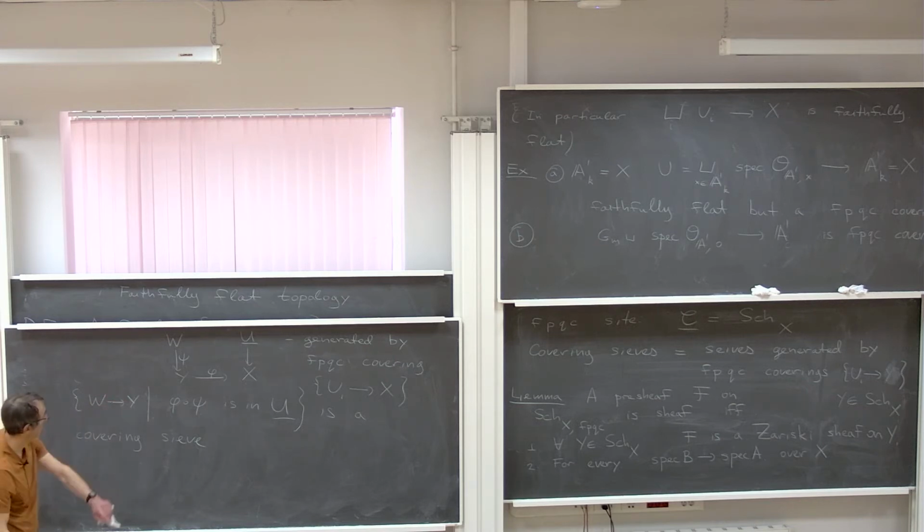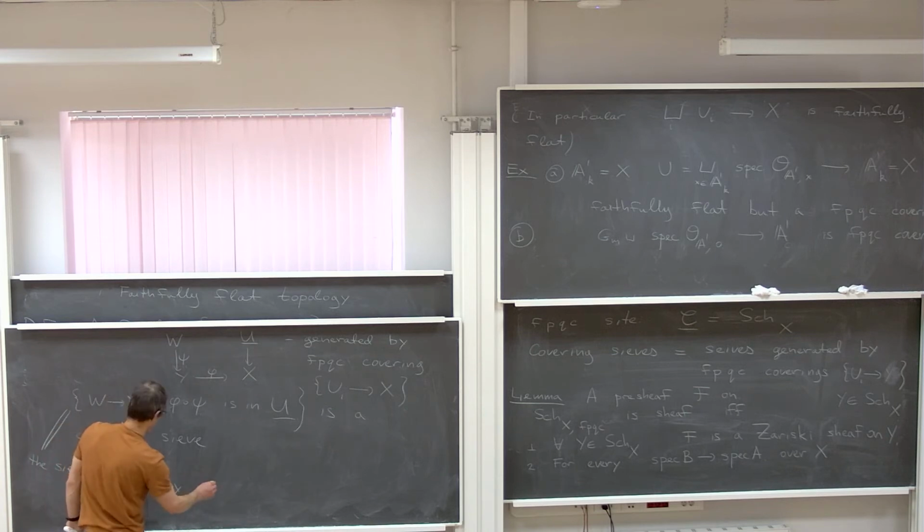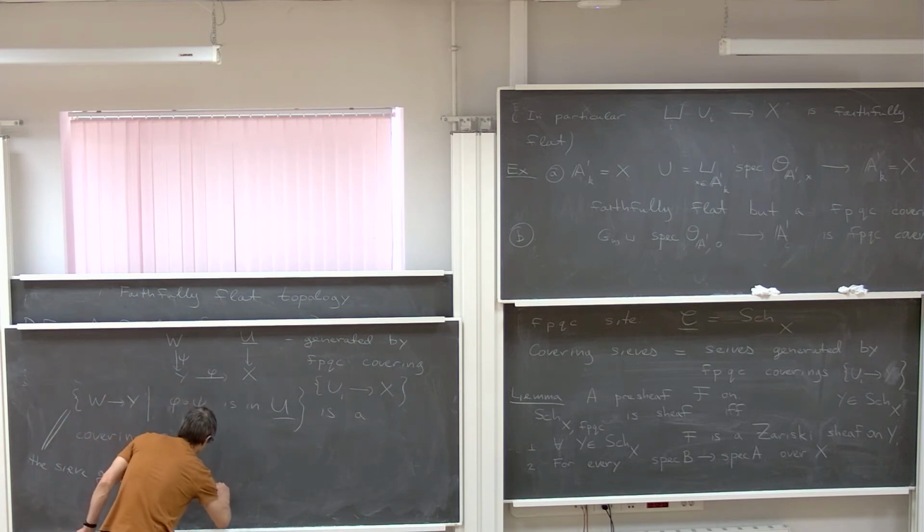So why that? I claim that this sieve, that's what we need to check, right? So I claim that this sieve is the sieve generated by fiber products. Ui times y over x to y.